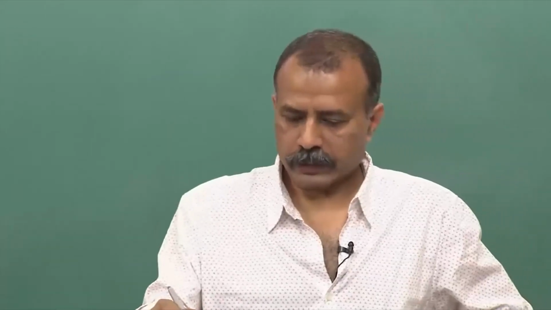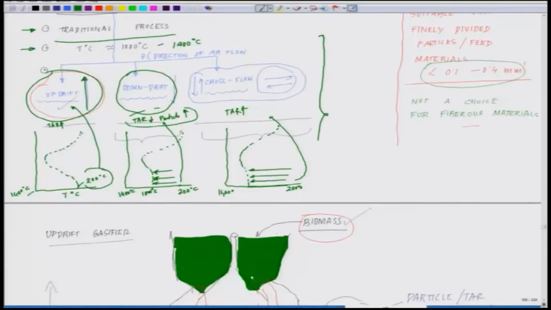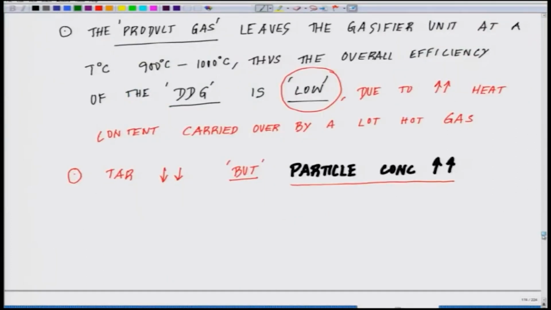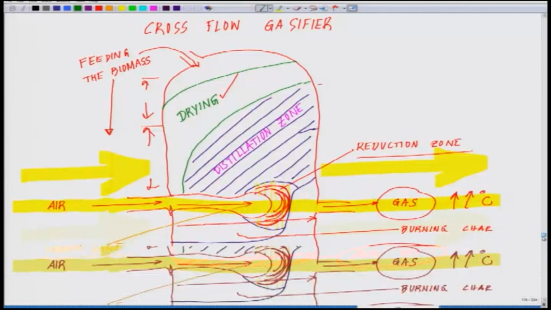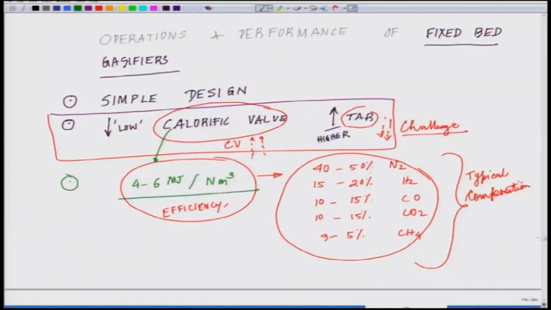So this is in summary what we have undergone, and we have talked about the design of these reactors, downdraft, updraft and the cross flow reactors, and all the basic fundamental properties of these gasifiers. In between we talked about the typical composition of 40 to 50% nitrogen, 15 to 20% hydrogen, 10 to 15% carbon monoxide, 10 to 15% CO2, 3 to 5% CH4. Now if some way or other you can increase this percentage, you are going to improve this number.